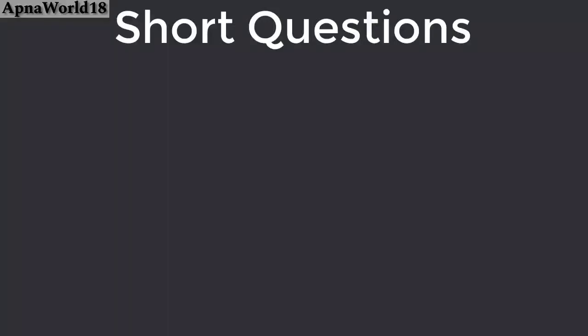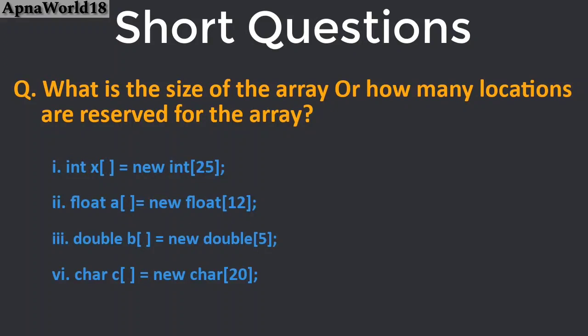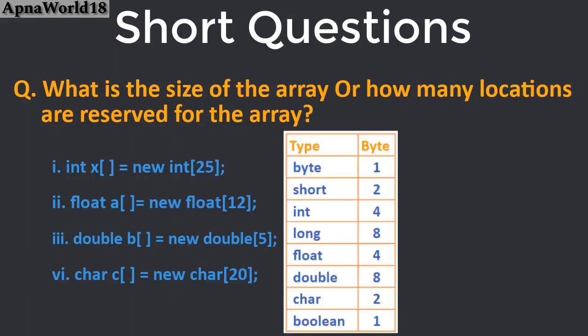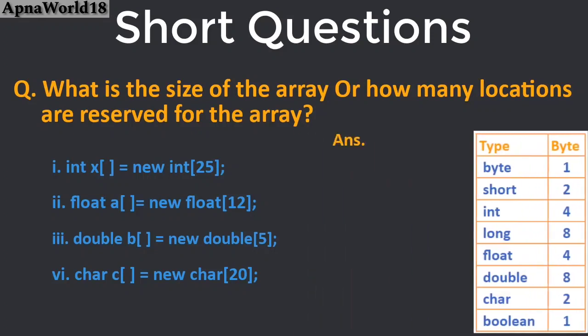One of the typical questions that is asked is, what is the size of the array, or how many locations are reserved for the array? Like for example here. Here first you need to recall how many bytes each data type takes. If you see here, int and float takes 4 bytes, long and double take 8, char takes 2 bytes, etc. Remember this table for exam and then start answering the question.